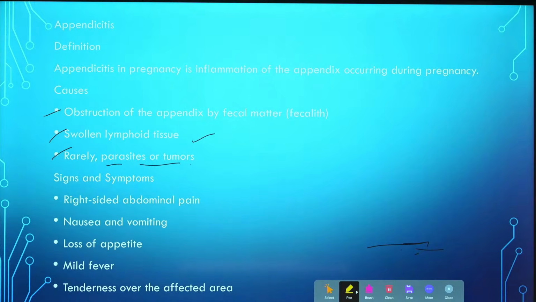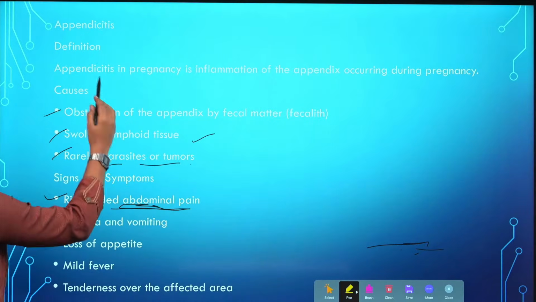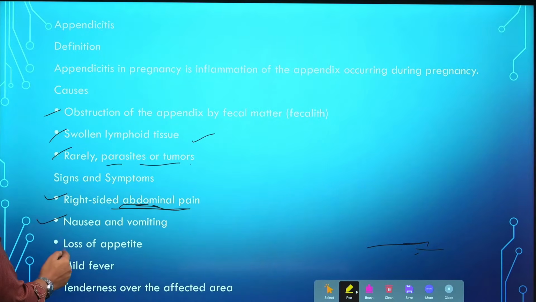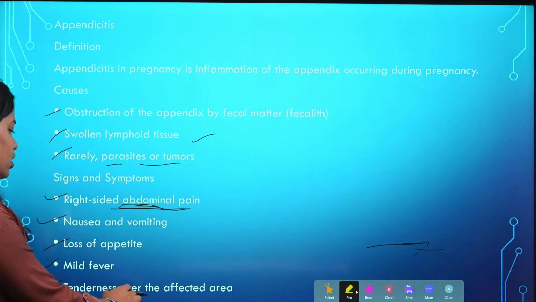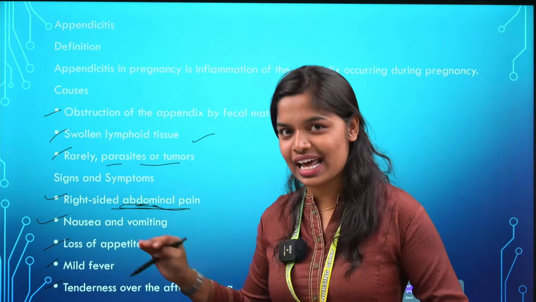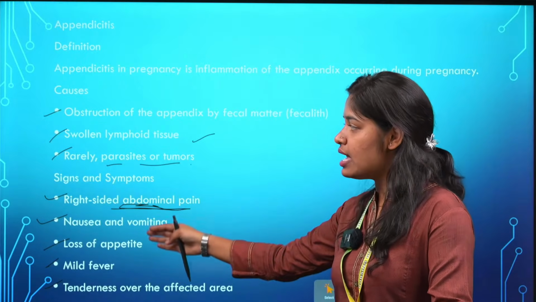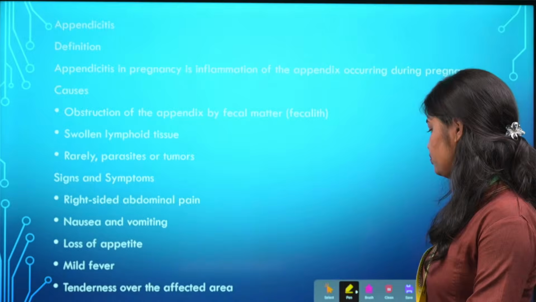Next, the signs and symptoms include nausea and vomiting, right-sided abdominal pain, the main symptom of appendicitis, loss of appetite, mild fever due to infection, and tenderness over the affected area. The affected area will get dark in color or be tender. These are the signs and symptoms and the causes of appendicitis.